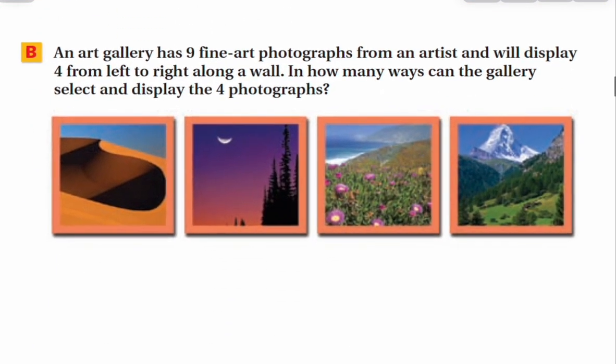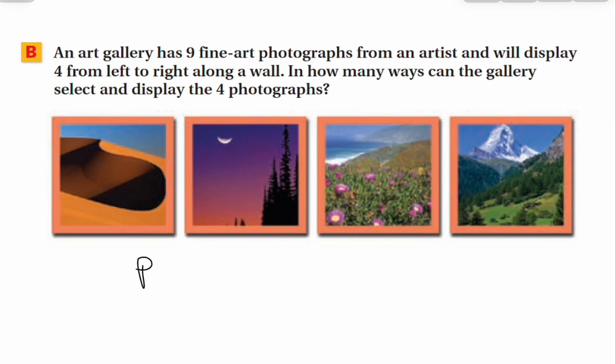It says an art gallery has 9 fine art photographs, and they are going to display them from left to right along a wall. In how many different ways can the gallery select and display the 4 photographs? So here's where you have to recognize that each one of those is a distinct position. So we have 9 photographs to pick from, and we want 4 of them to be in the first position, the second position, the third position, and the fourth position. The order matters for how it looks. That tells us we're going to use permutations.